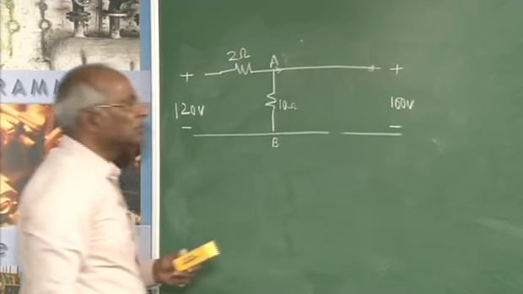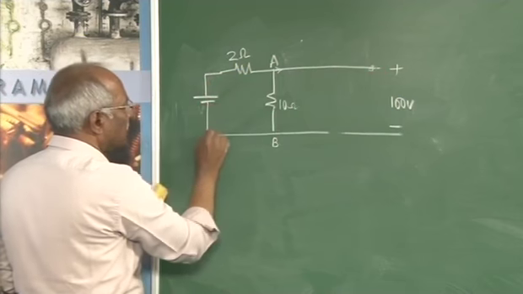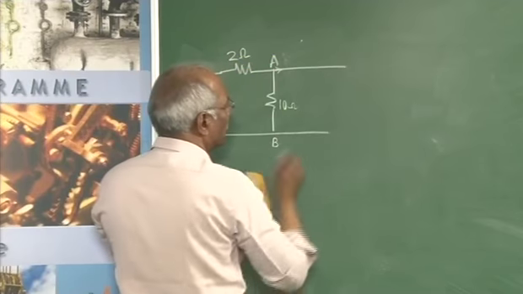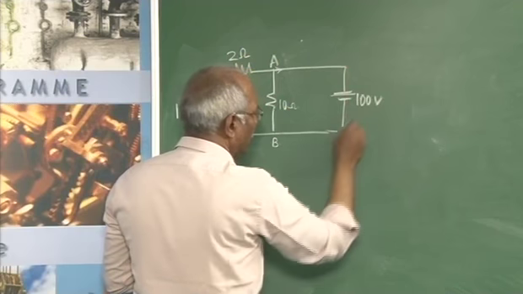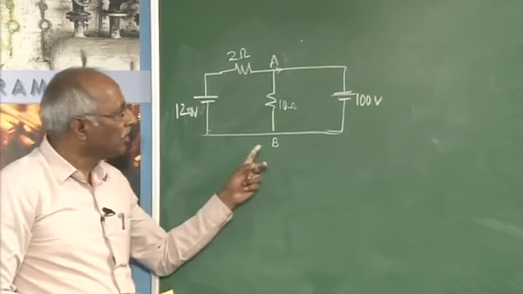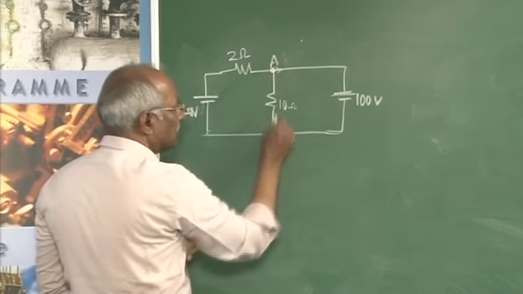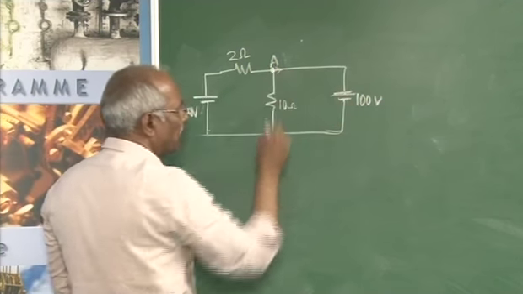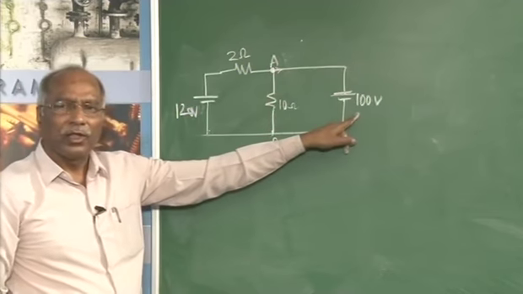Now the circuit results into this. The resulting circuit will be this, and here it will be 110 volt, 100 volt. As such, there is no need to go for any calculation, because this voltage is across this point. This point is the same as this point, is the same as this point. That means the voltage across AB is nothing but 100 volt.